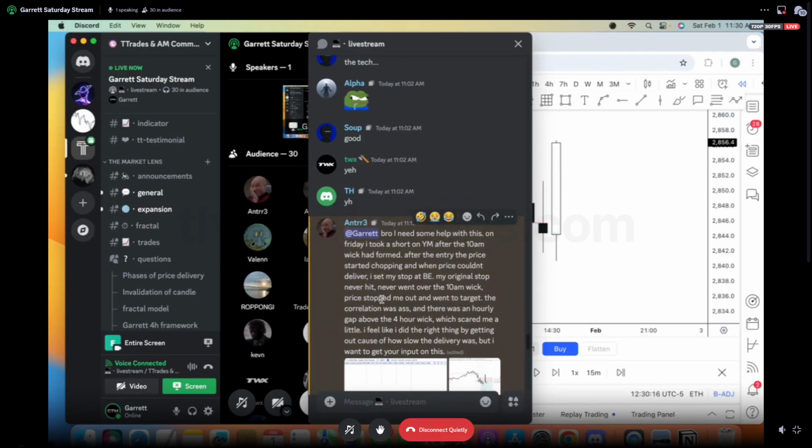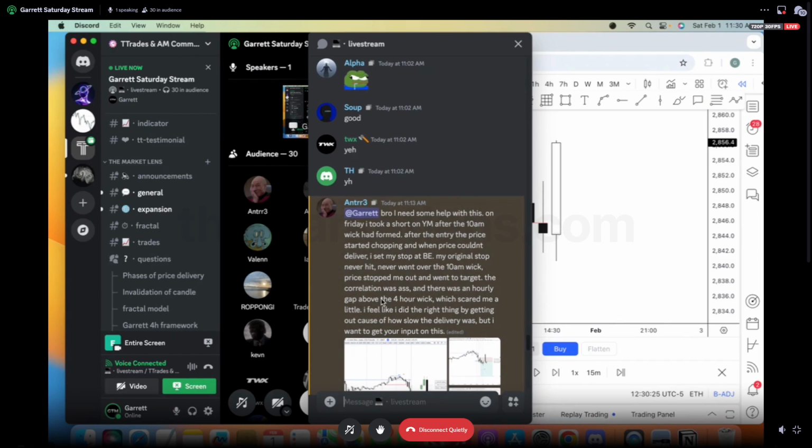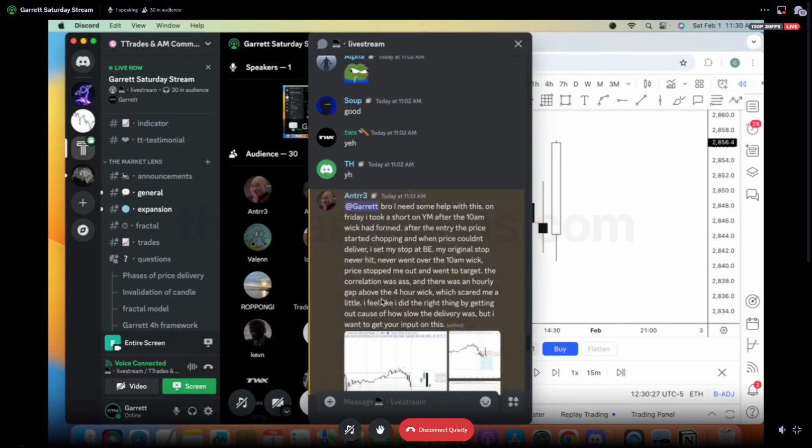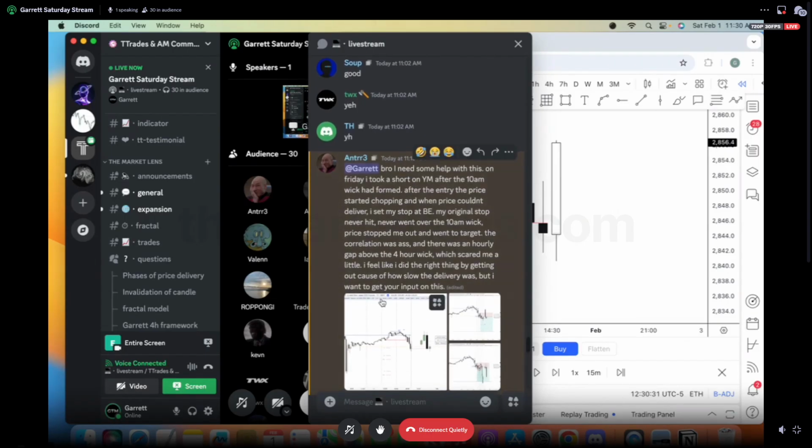Where I need some help with this: on Friday, I took a short on YM after the 10 a.m. wick had formed. After the entry, price started chopping and price couldn't deliver. I set my stop at break even, my trailing stop never hit, price never went over the 10 a.m. break. Price stopped me out, then targeted fast. There was an hourly gap above the wick, which scared me a little. I feel like I did the right thing by getting out.